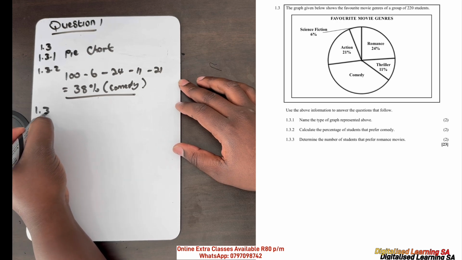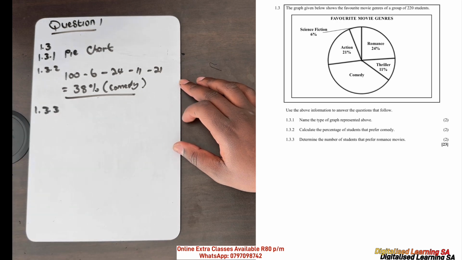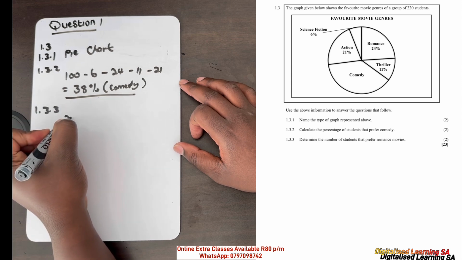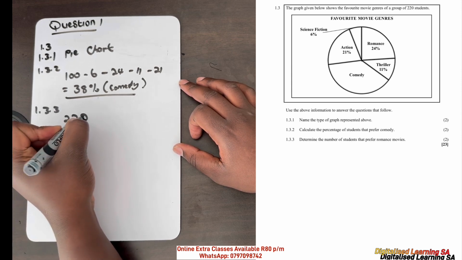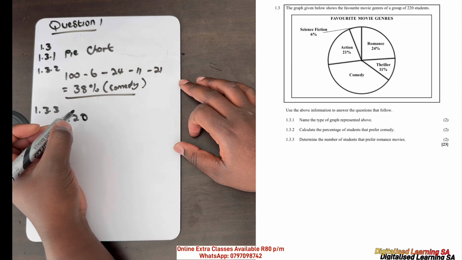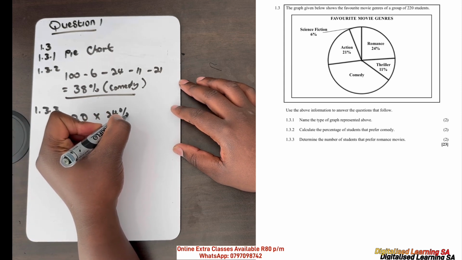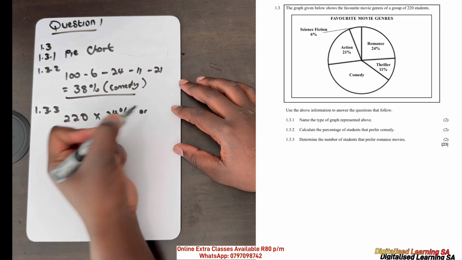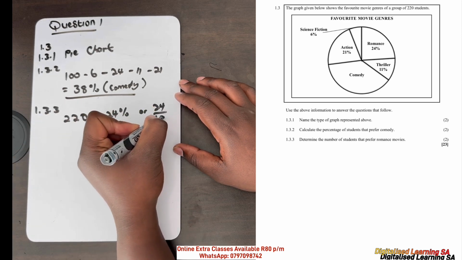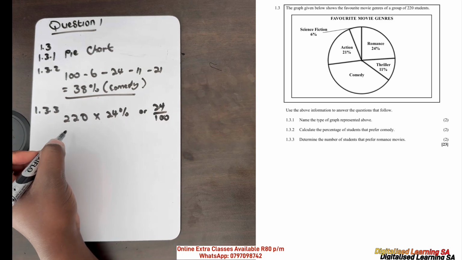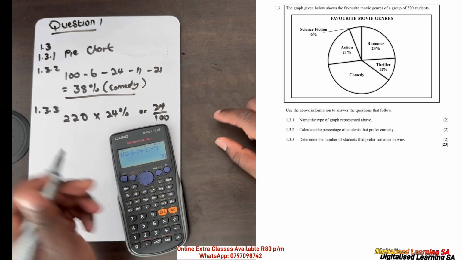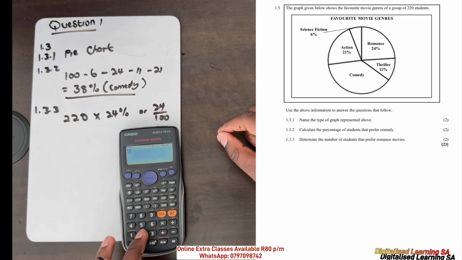Now let's work on our final question for question 1, which is question 1.3.3. It says to determine the number of students that prefer romance movies. We know that in total we have 220 students. To calculate the number of students that prefer romance, we just multiply by 24%, or we can just say 24 divided by 100. It's one and the same thing. So it's 220 multiplied by 24%.